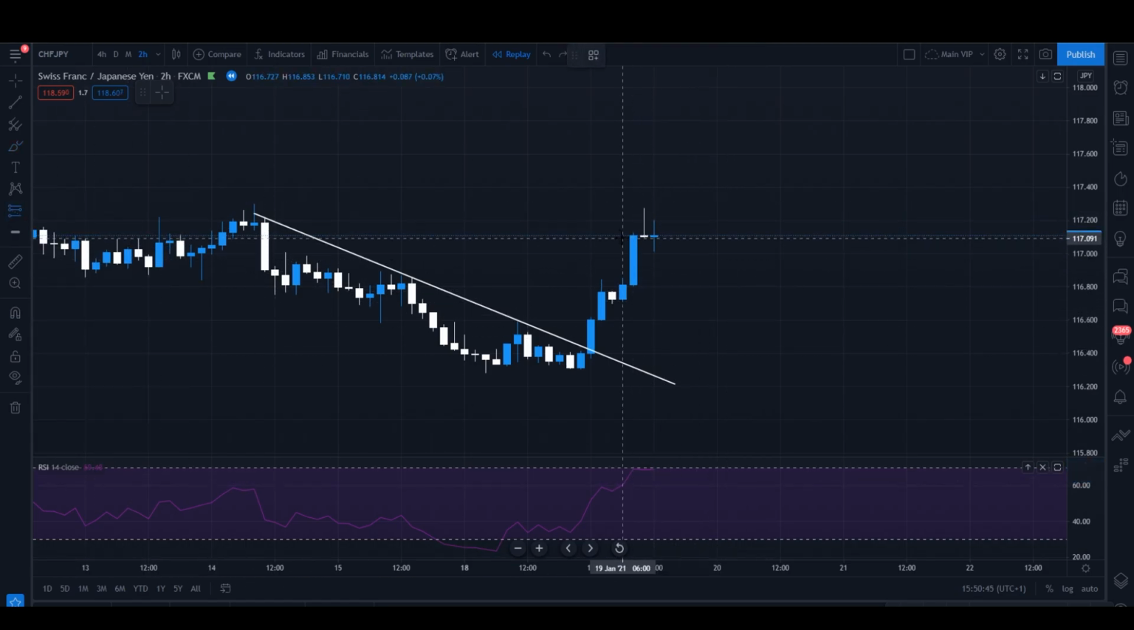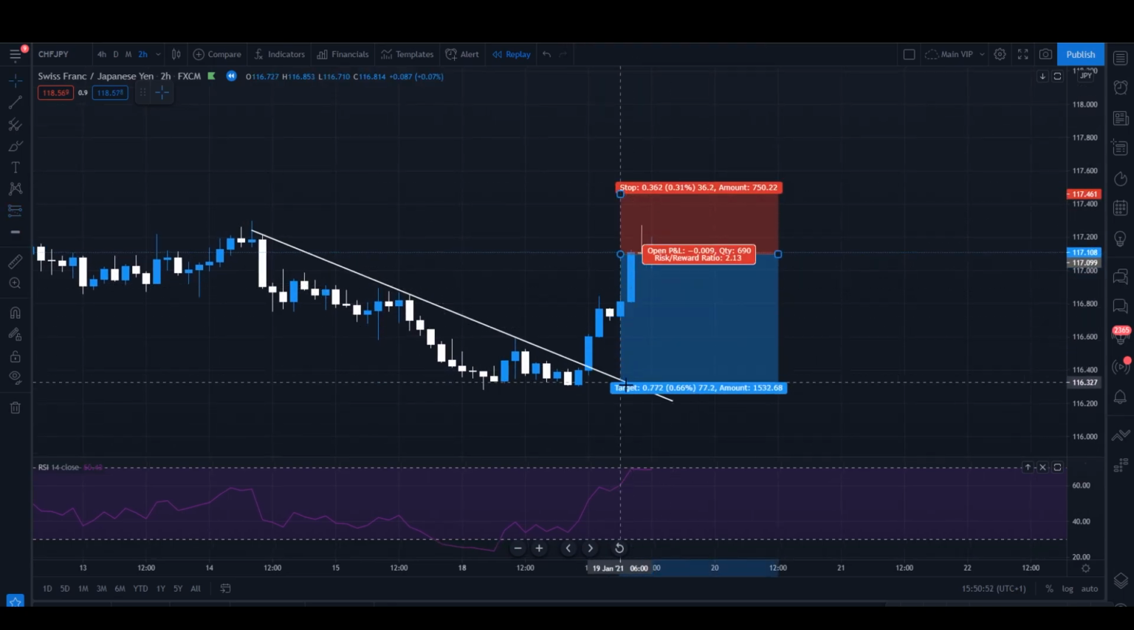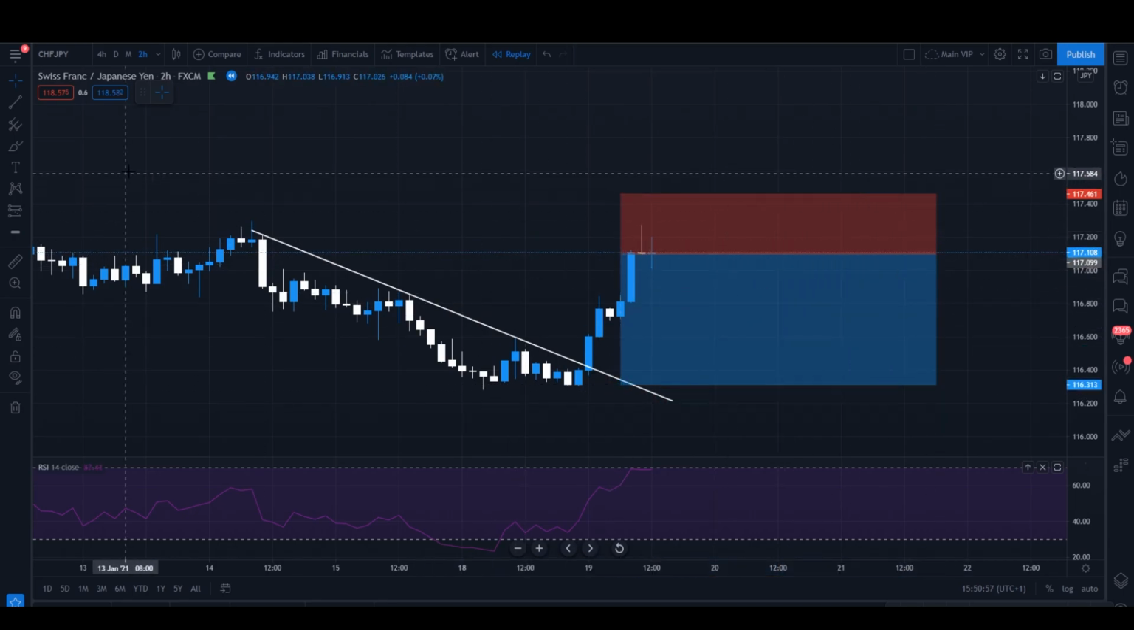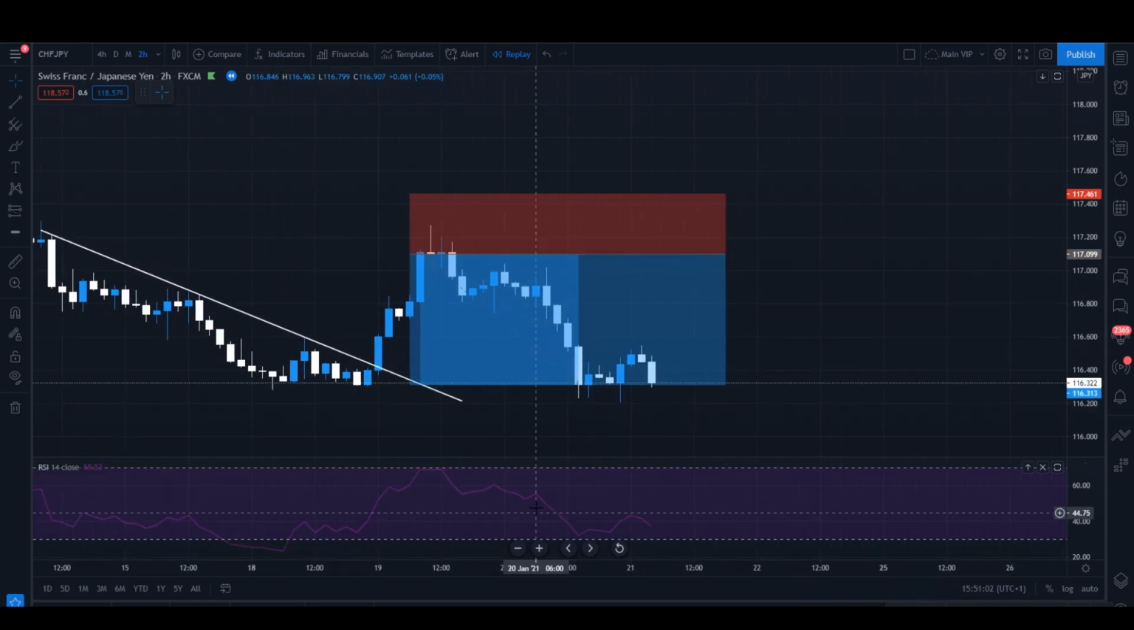Let's say we open a short position over here, stop loss just above around this area, take profit around the support line. Make it a little bit bigger. Let's play the tool, and it would have been a nice trade towards the downside.